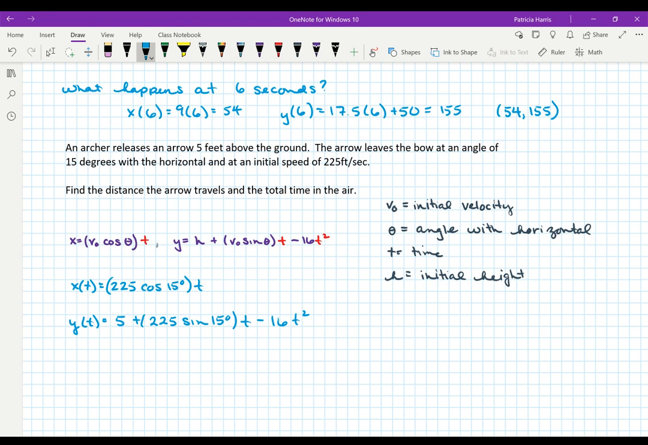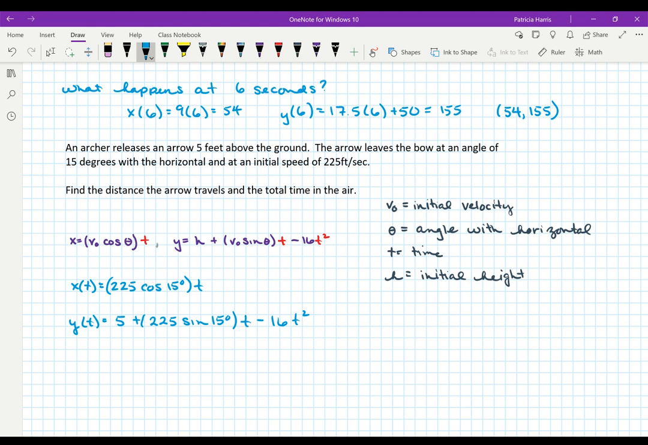Okay, so now since we got our equation set up, we want to find the distance that the arrow travels and the total time in the air. Now, these, you can graph them by hand, but, well, let's just put it this way. We have Desmos, so we might as well use it.